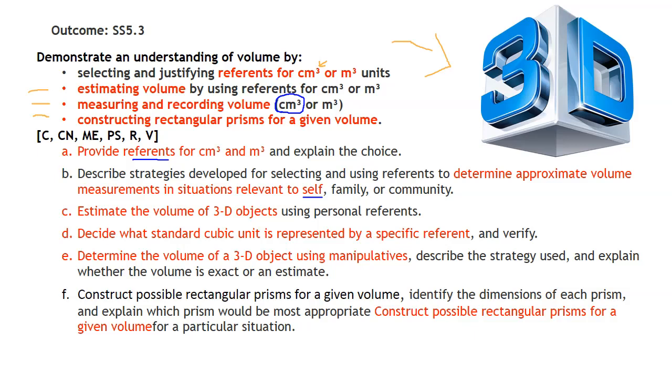Okay, on to this last one. Construct possible rectangular prisms, which means like fish tanks, for a given volume, and identify the dimensions of each prism. Explain which prism would be the most appropriate. So if I give you a certain volume and ask you to build something, you could do that, you could draw it out, and then you could decide if that's a good size for your fish or whatever you're building.